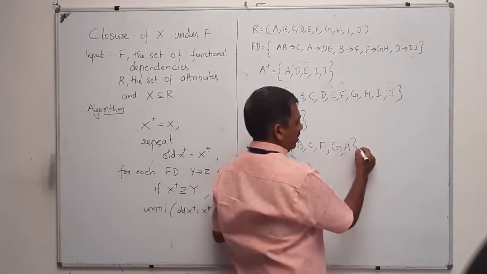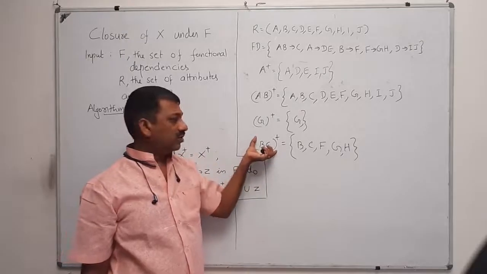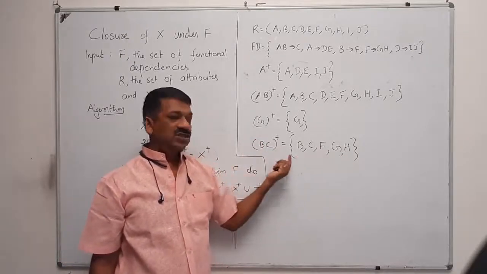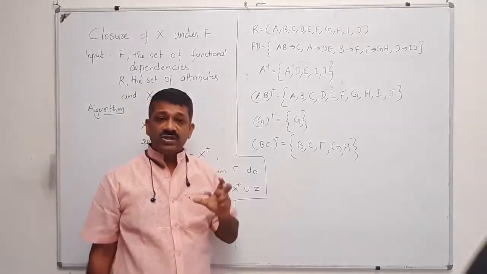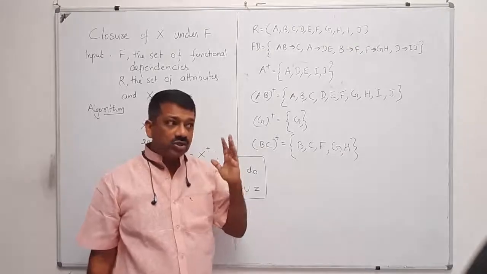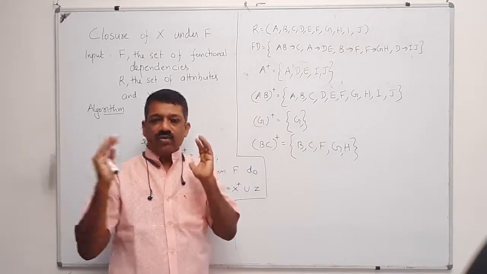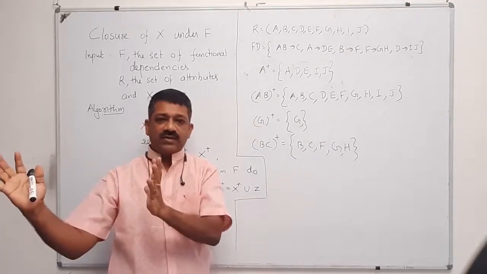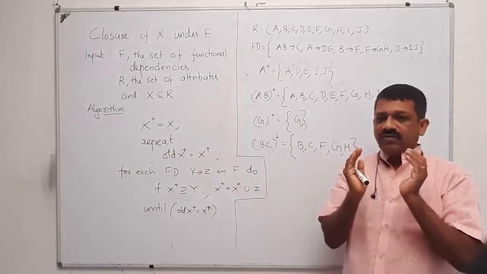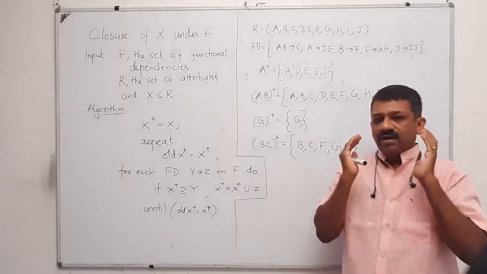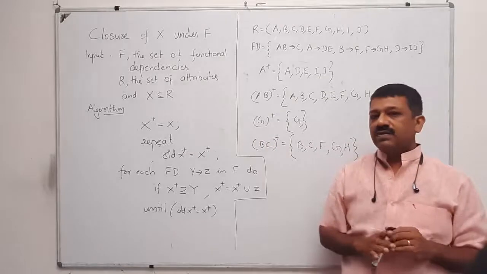So here, if you take B and C together and find the closure, then we have only this number of attributes. This is the way we are going to find the closure of a set of attributes under a set of functional dependencies. So in a table, for some set of attributes, if the closure includes all attributes, then that can be chosen as a primary key.